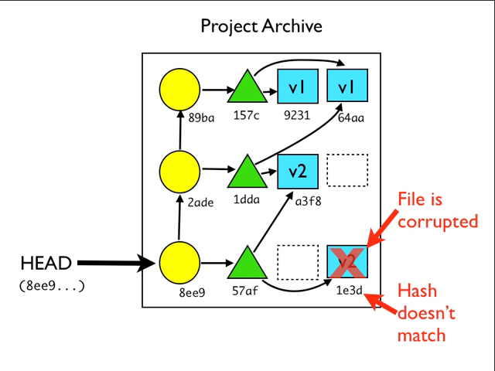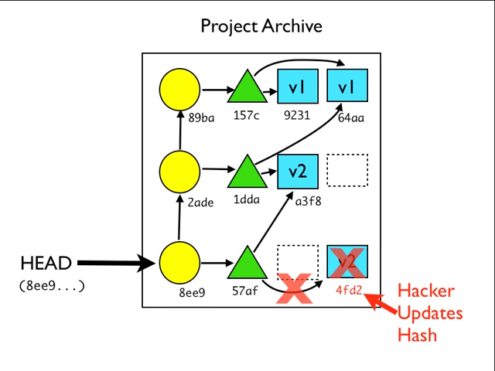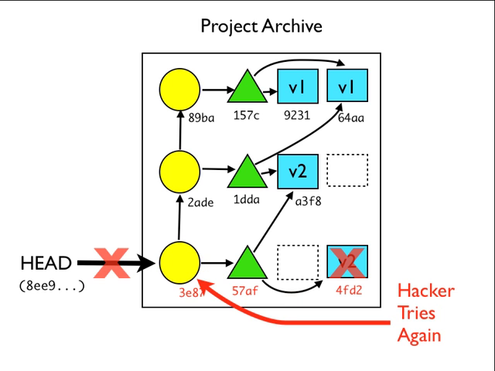Now the hacker's smart. He knows that the file name is not going to match the hash code of the new content, so he just updates the file name. Unfortunately, the manifest file still points to the original file. It doesn't point to his hacked file. So he's got to go in and change the manifest to point to the new one. Well, that changes the hash of the manifest, which means the snapshot meta file no longer points to the right manifest. Well, he fixes the snapshot metadata file, but now the head no longer points to that snapshot.